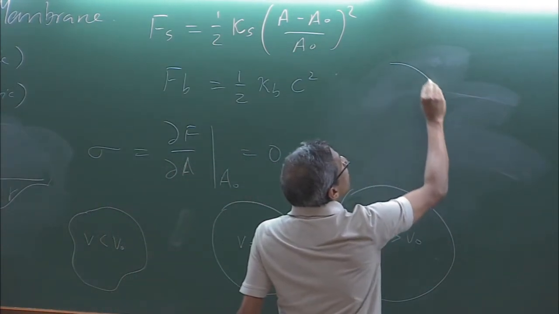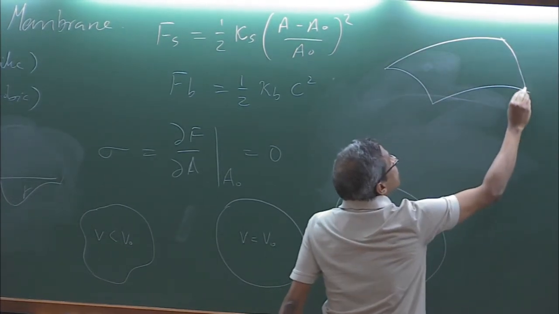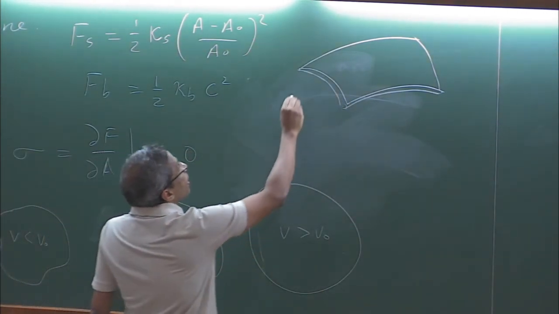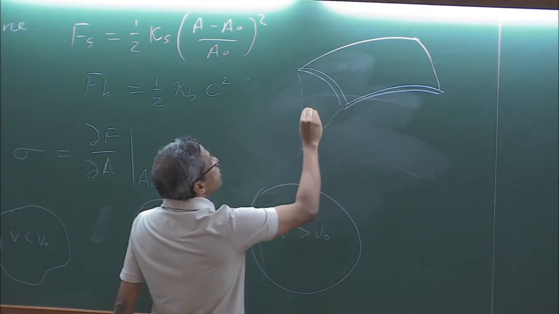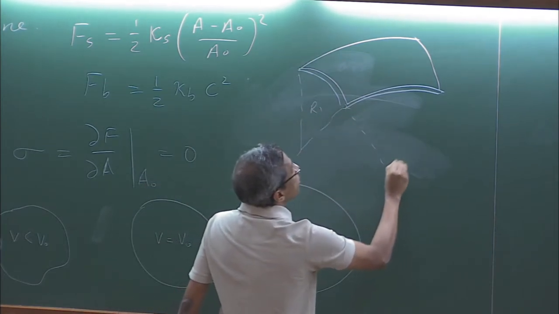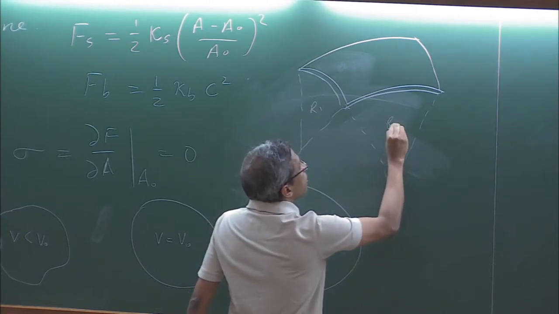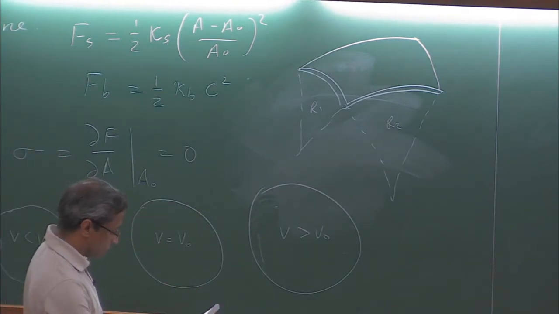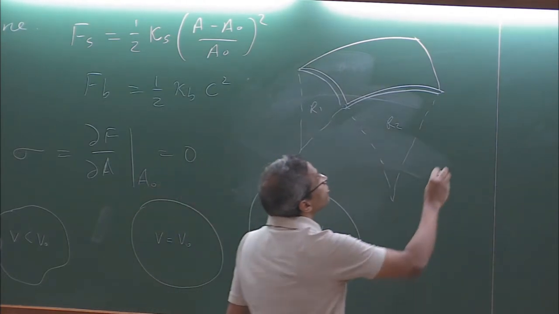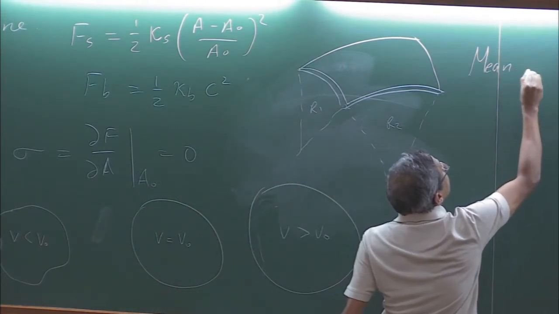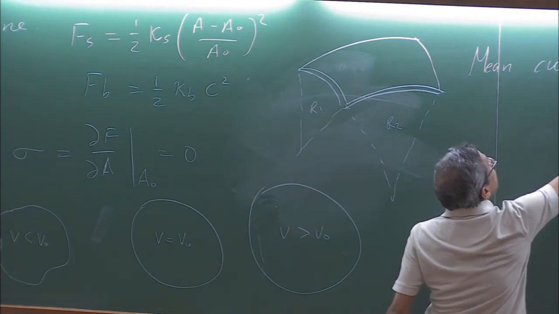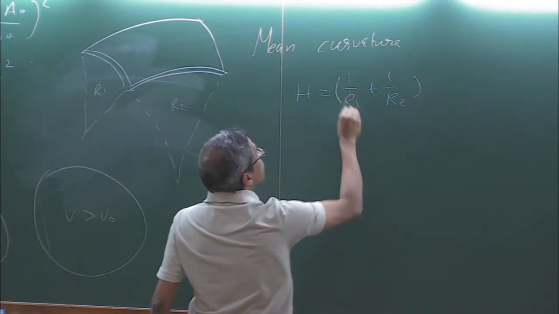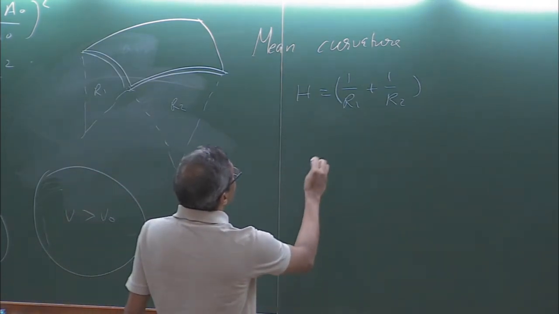So if I have, let's say, a sheet like that, I can define two curvatures in the orthogonal direction. Let's say this is the radius of curvature in one direction, and this is the radius of curvature in the orthogonal direction. Then I have two principal curvatures in the orthogonal directions, and I can define two different curvatures. I can define a mean curvature, and I can define a Gaussian curvature.